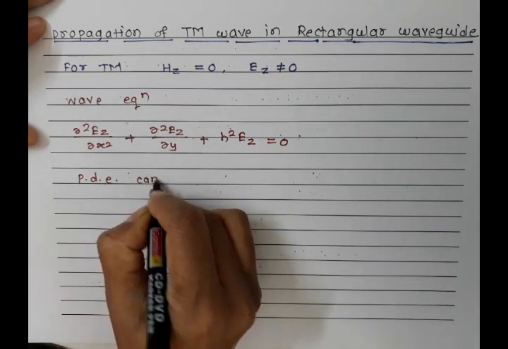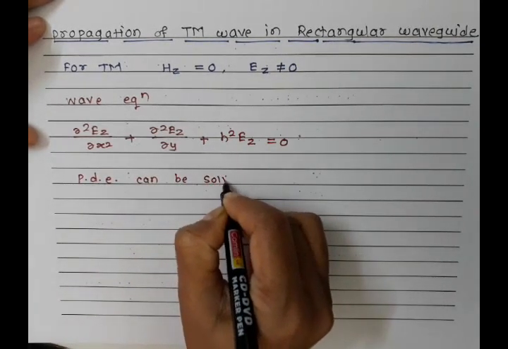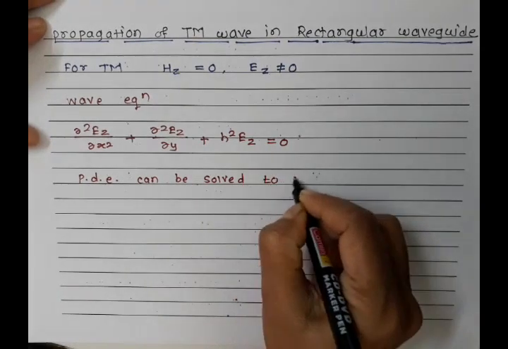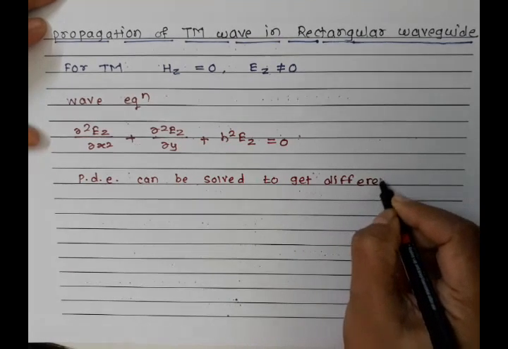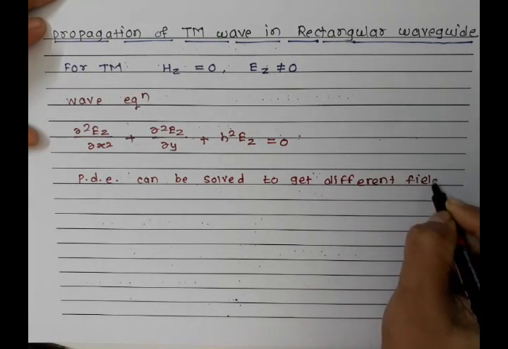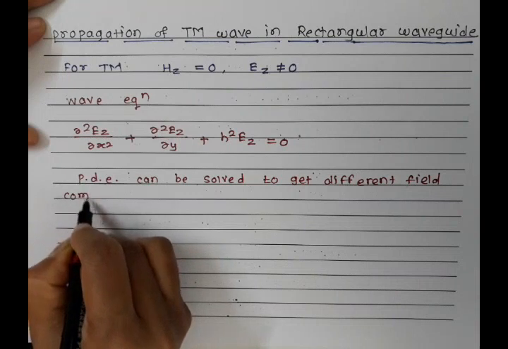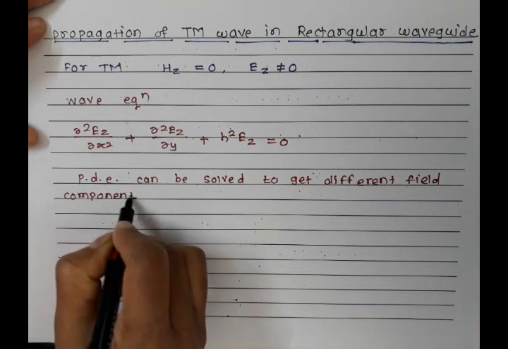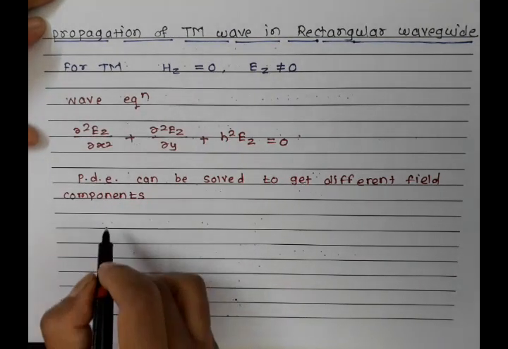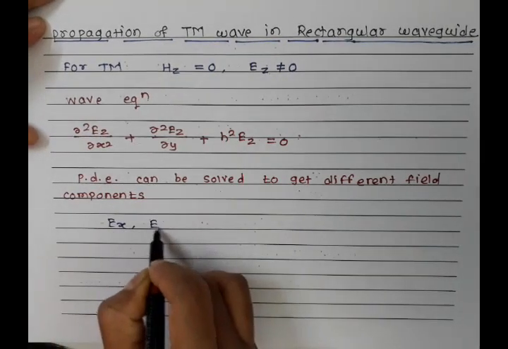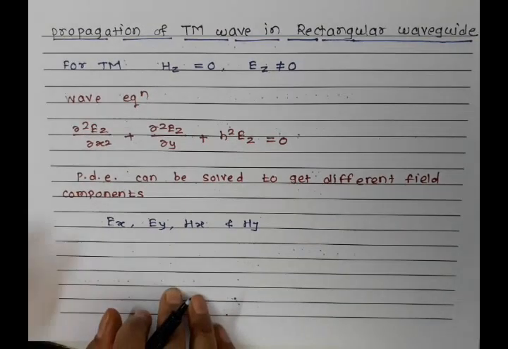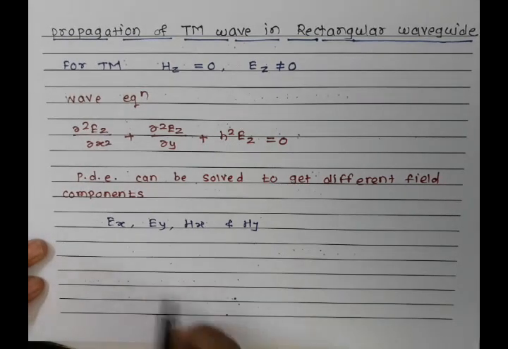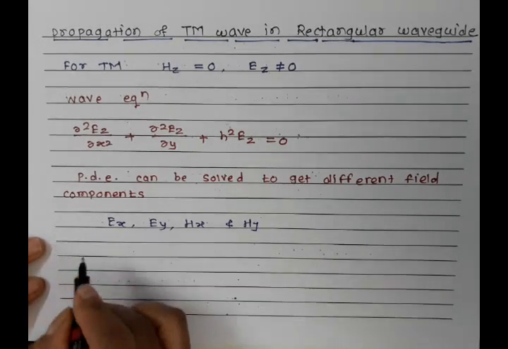Now this can be solved to get different field components. Here, the different field components are nothing but the Ex, Ey, Hx and Hy. We have seen the general solutions for this one, but here we are going to apply it particularly for the TM wave. So let us assume the solution.